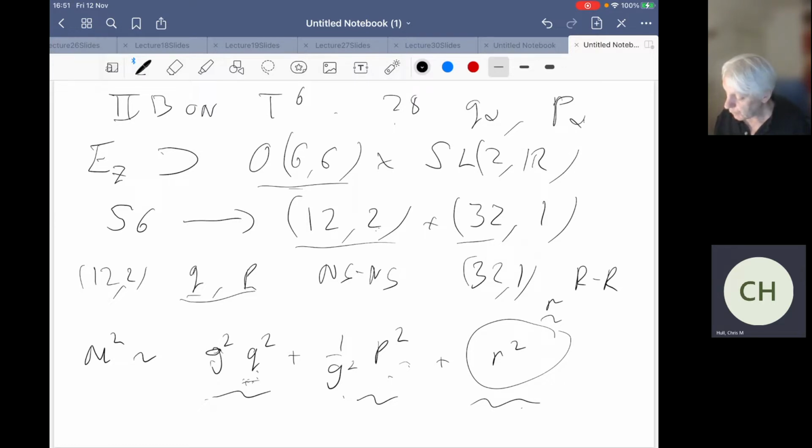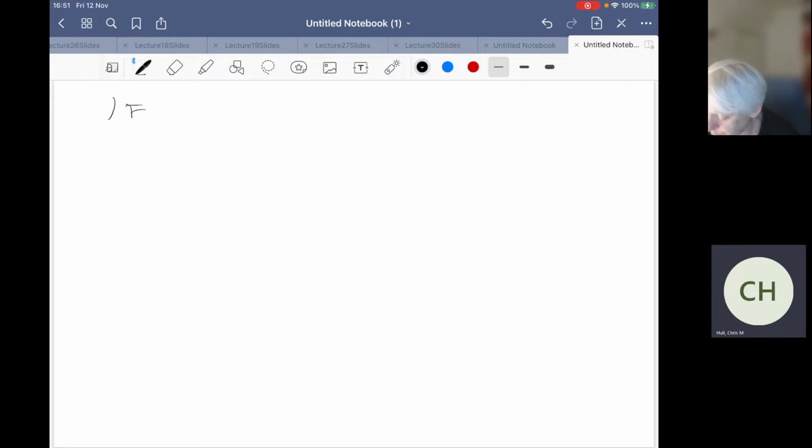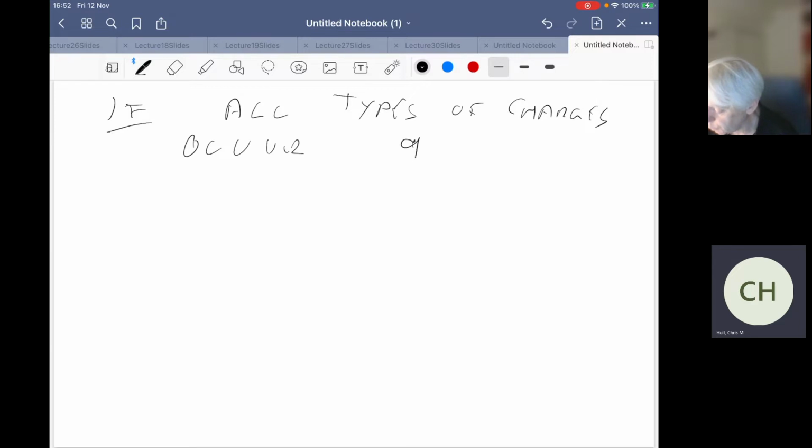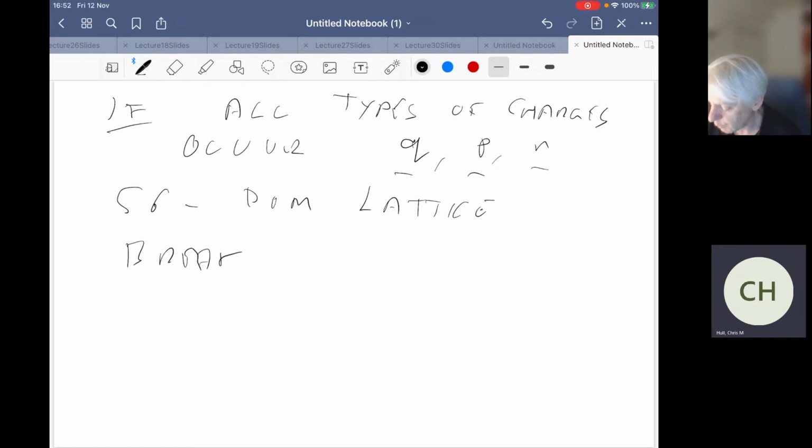And so if all types occur, so we've got Q, P, and R, they take values in a 56-dimensional lattice, they would all be quantized, and they would break E7 down to an integral subgroup E7(Z), which is known as a U-duality group.